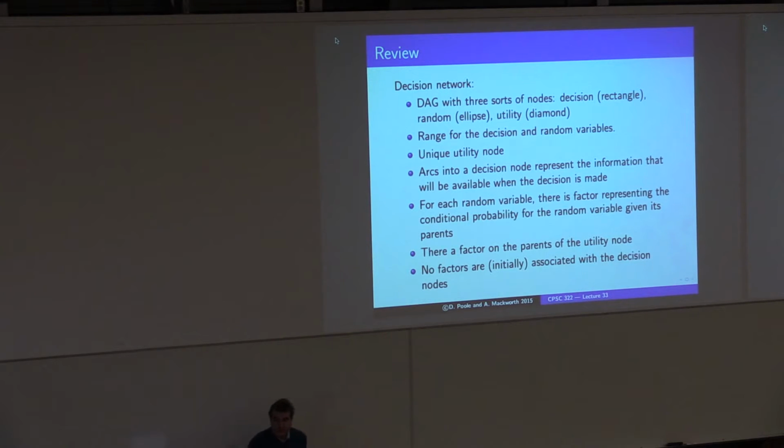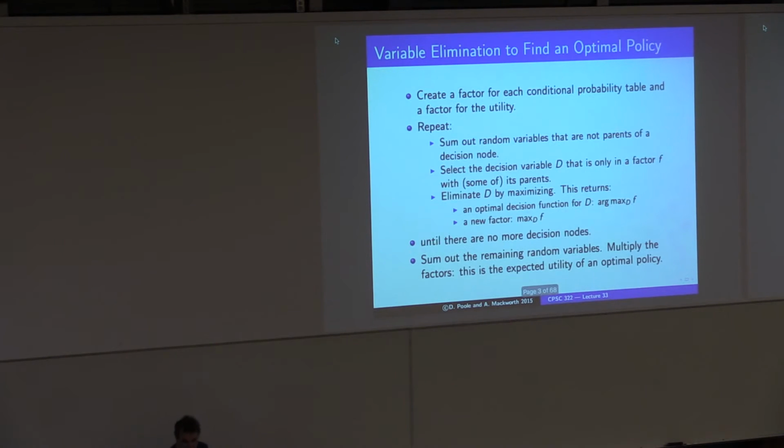So far we've been looking at this representation of a decision network, which is a directed acyclic graph with decision nodes, random nodes, and utility nodes. There's a range for the decision and random nodes, and a unique utility node. What's important is the arcs into the decision node represent the information that will be available when the decision is made. For each random variable, there's a factor representing the conditional probability for the random variable given its parents. There's a factor for the utility node, and there are no factors associated with decision nodes. Okay, are there any questions about that at all?